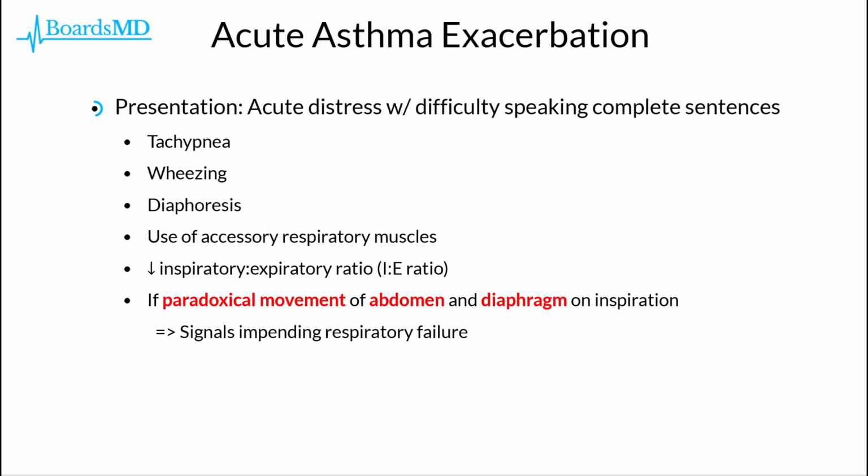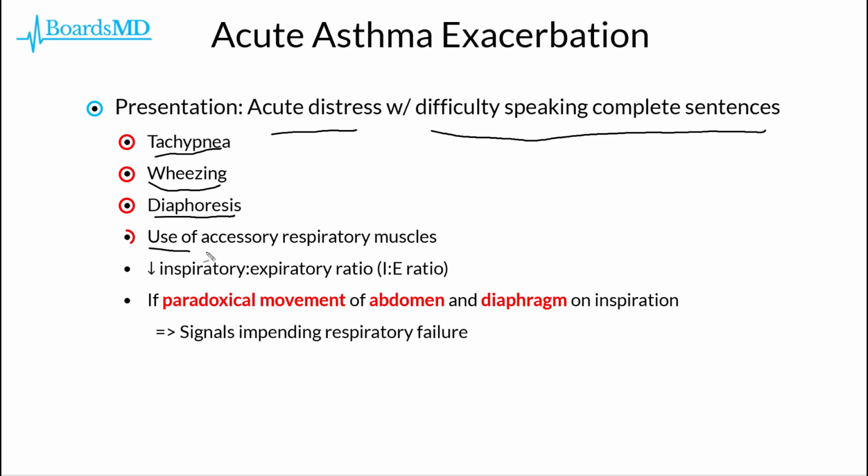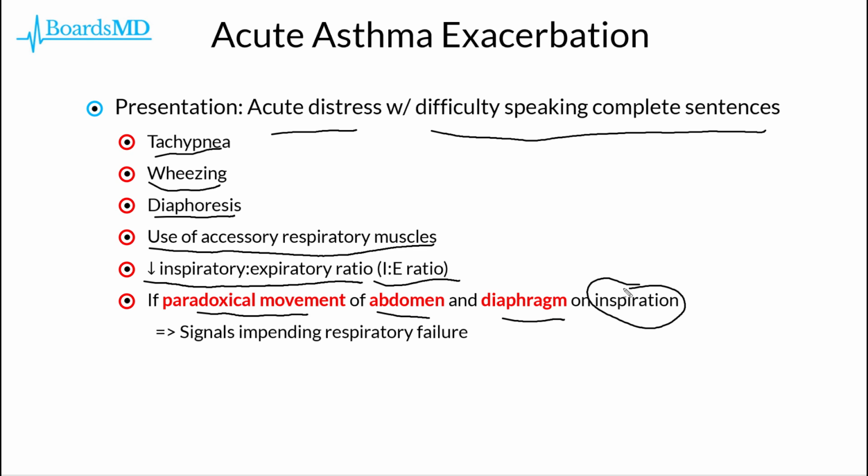Our classic presentation in the case of an acute asthma exacerbation is a patient who is in acute distress with difficulty speaking complete sentences. They may also experience tachypnea, wheezing, diaphoresis, and use of accessory muscles of respiration. As these patients' expiratory phase becomes longer, they may have a decrease in their inspiratory to expiratory ratio, also known as the IE ratio. Additionally, if these patients have paradoxical movement of their abdomen and diaphragm during inspiration, then this could be a sign of impending respiratory failure in the context of acute asthma exacerbations.